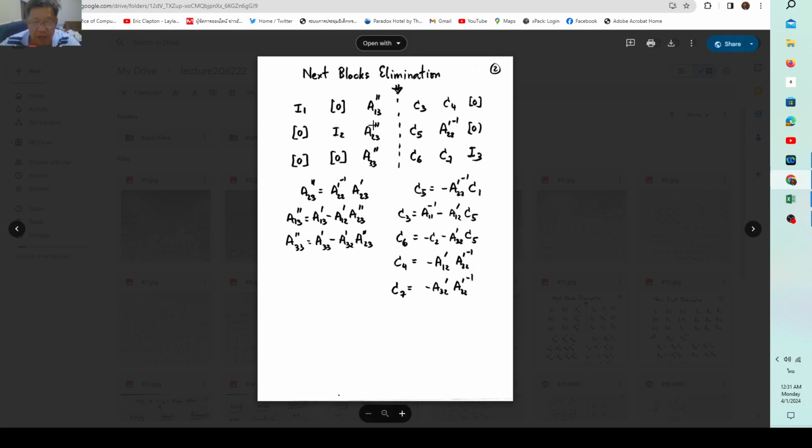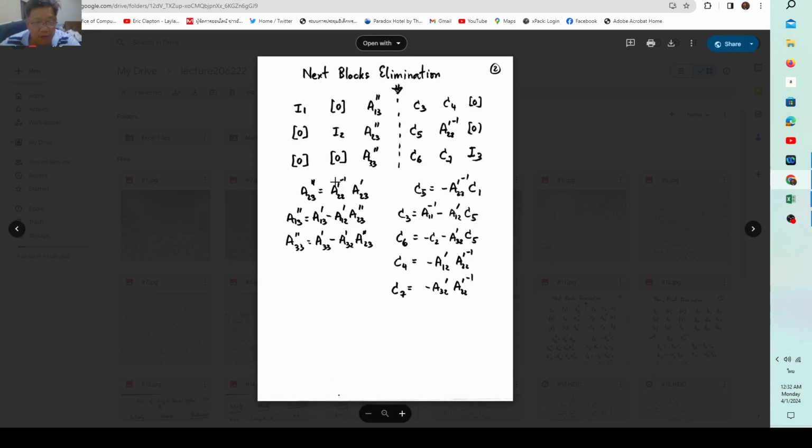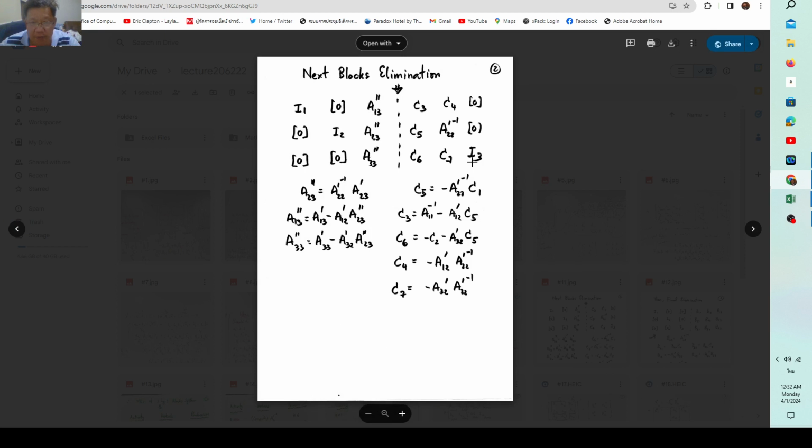You're going to use A23 double prime and A13 double prime to multiply the corresponding row of the submatrices, 0, 0, I3, B3 1, B3 2, B2 3. So to eliminate this to become 0, you're using A23 double prime, multiply this. Once A23 double prime multiplies this, you easily get B23, because the original value here is 0, so there's no original value here, because it's a 0 element.